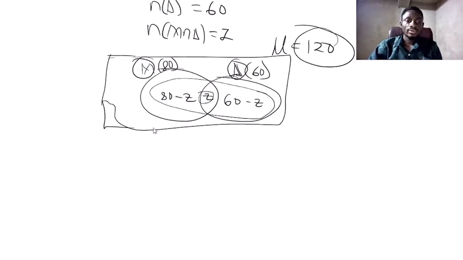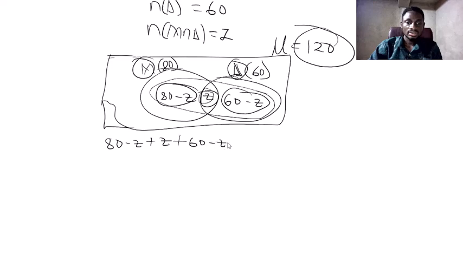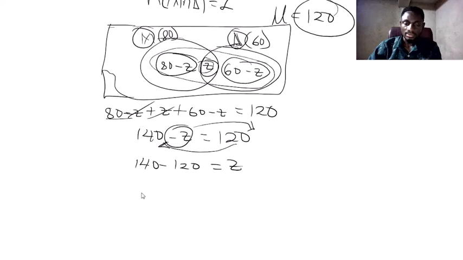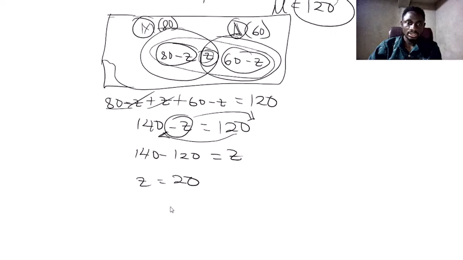So therefore, we're going to have our equation written as 80 minus Z, that's for the first one, plus Z plus 60 minus Z equals 120. So we have negative Z here, positive Z here, so they'll cancel. So 80 plus 60 gives us 140 minus Z equals 120. So we want to bring this one here and then bring 120 here. So we're going to have 140 minus 120 equals Z. So Z equals 20 students.